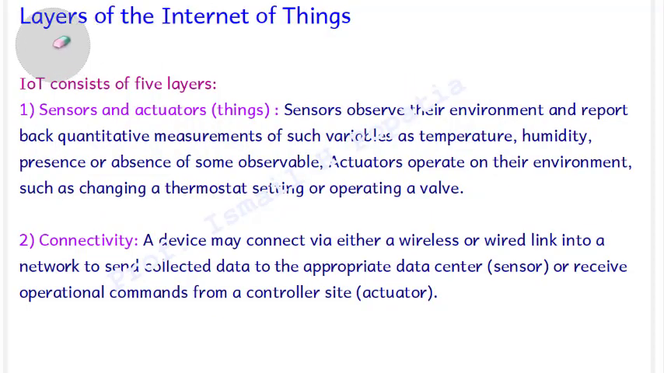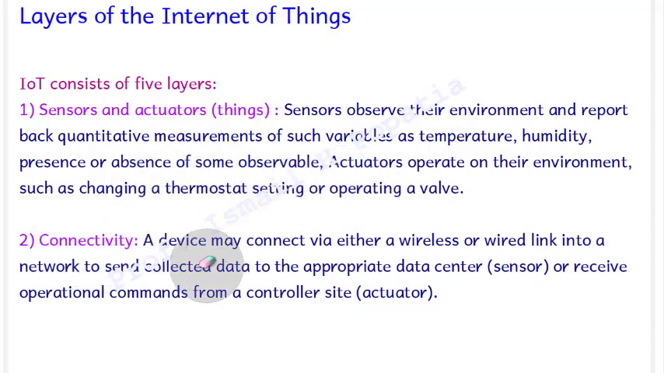Now the layers of IoT. IoT consists of 5 layers. The first is the sensors and actuators, which we call the things. Sensors observe the environment and measure physical quantities such as temperature, humidity, or the presence or absence of some observable. Then we have actuators. Actuators operate on the environment, such as changing a thermostat or operating a valve. So they perform actions.